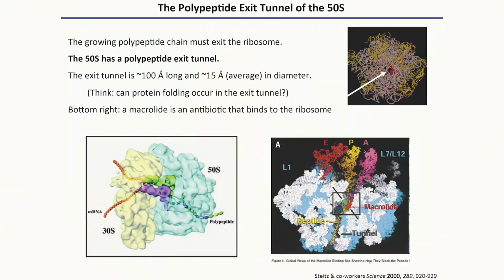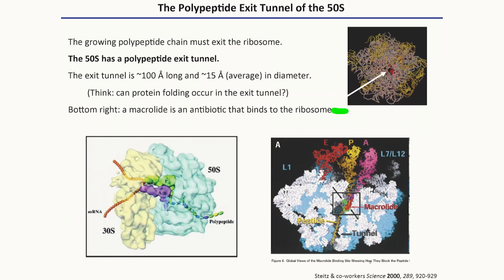One last observation about the 50S subunit involves a peptide exit tunnel. And so somehow the growing polypeptide chain needs to get out of this macromolecular machine. And in order for that to happen, there's an exit tunnel in the 50S subunit. So here, if we go back to that cryo-EM image, what's shown in this particular depiction is a polypeptide chain emerging from the 50S here.